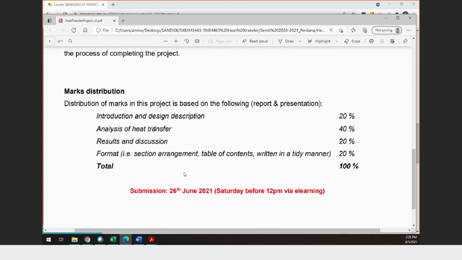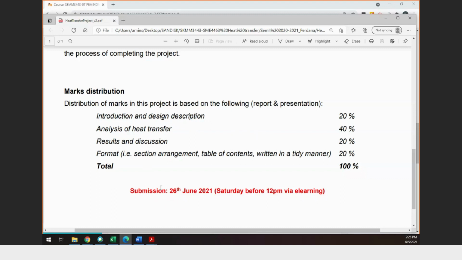On the bottom part, I have put the mark distribution in order for you to understand how the marks are distributed, depending on the section. So you should have an introduction and design description. You should have an analysis of heat transfer section, results and discussion, and how you arrange your sections, table of contents, the way you write the report, and the way you present your presentation.